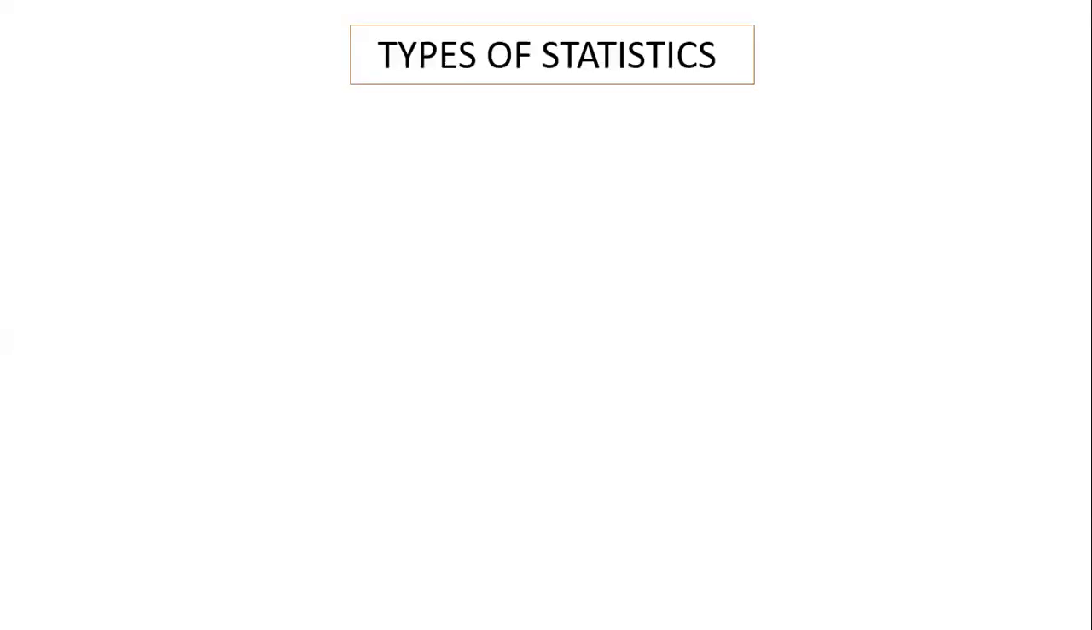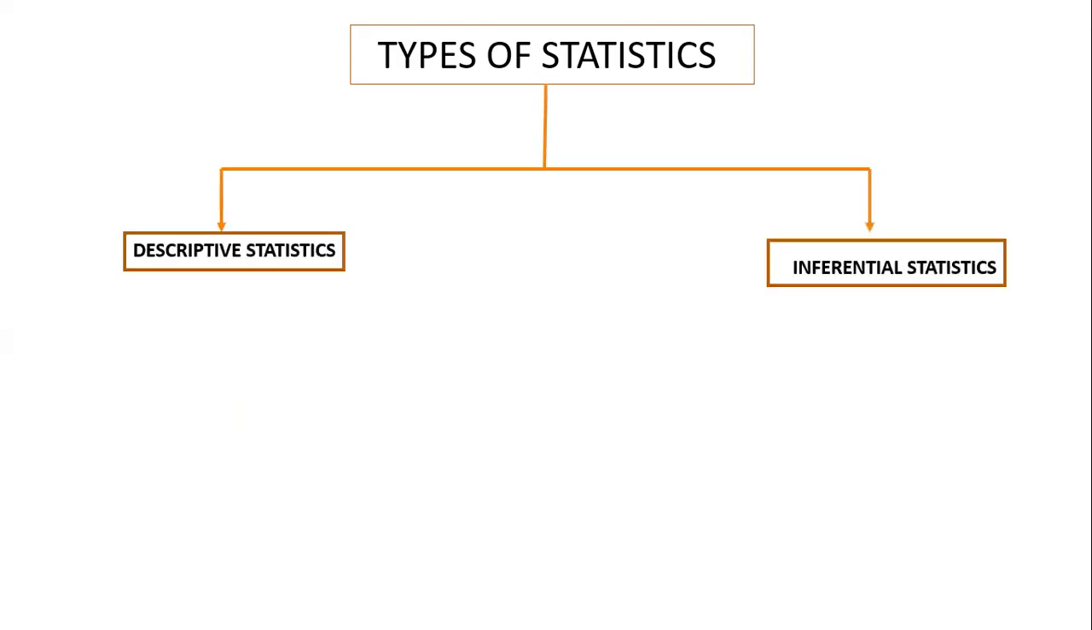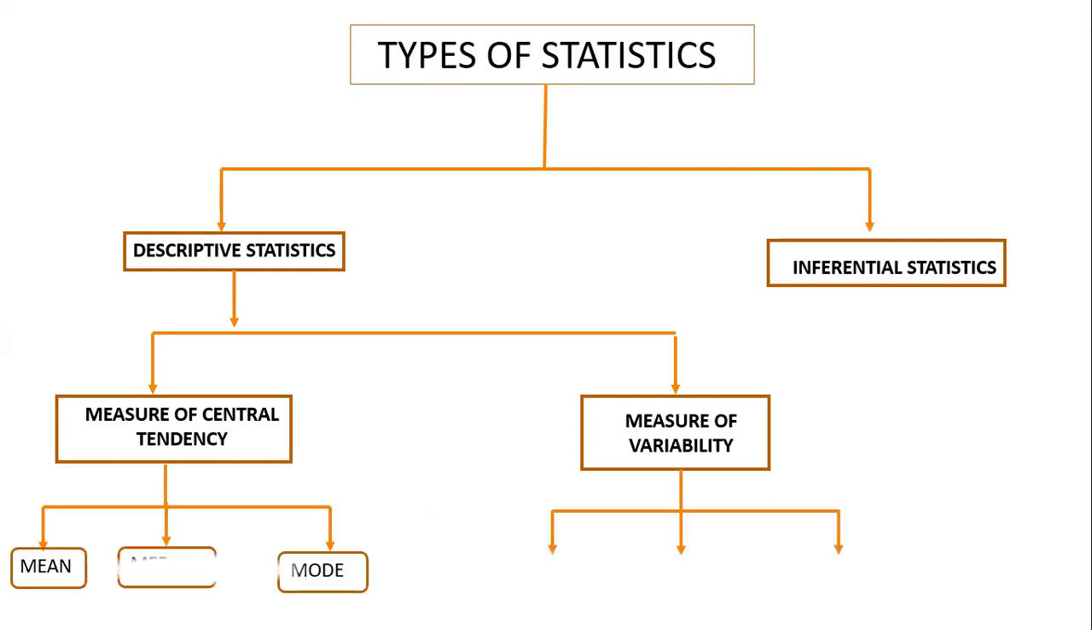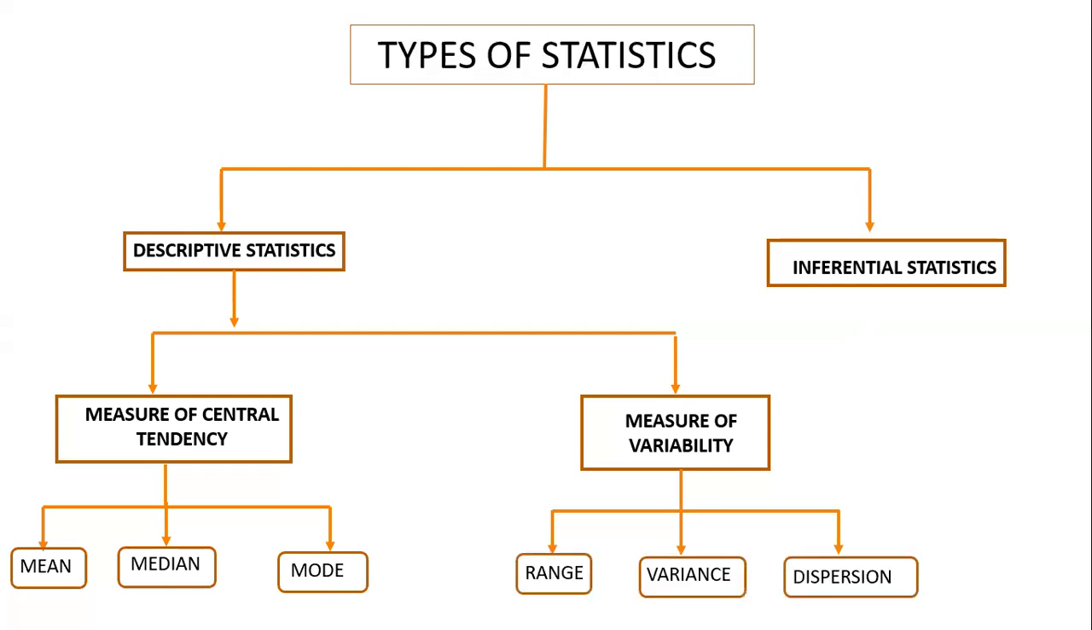So coming to statistics, we have two types of statistics. One is descriptive statistics and the other is inferential statistics. Under descriptive statistics, we have two forms: measure of central tendency and measure of variability. Under these two we also have subcategories. In measure of central tendency we have mean, median, and mode, and in measure of variability we have range, variance, and dispersion.